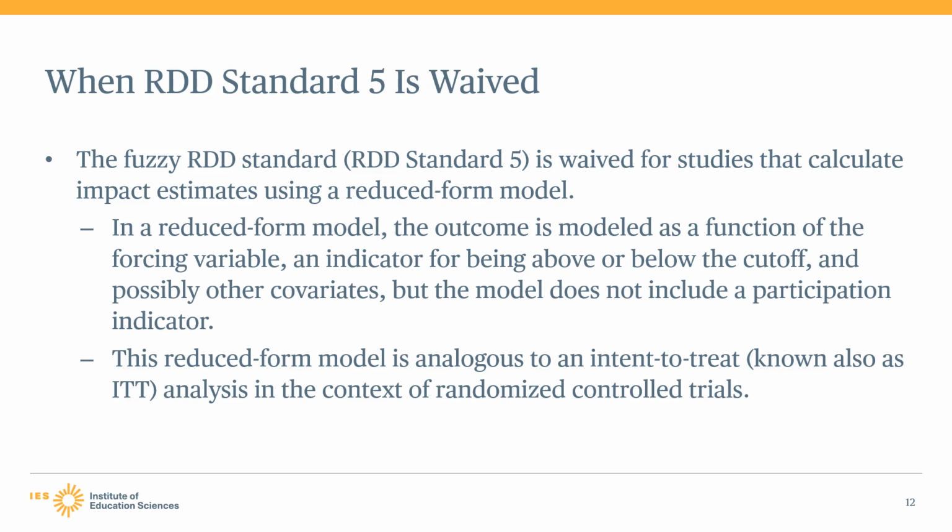If a reduced form model is used to estimate the fuzzy RDD impact, the study finding must only meet the first 4 RDD standards to be eligible to receive the rating meets WWC standards without reservations. So, when reviewing a fuzzy RDD study against the WWC standards, it is important to first assess whether the researchers calculated impact estimates using a reduced form model. If so, then RDD Standard 5 can be waived. If not, then the reviewers will need to assess whether the finding meets RDD Standard 5. Let's now discuss RDD Standard 5.